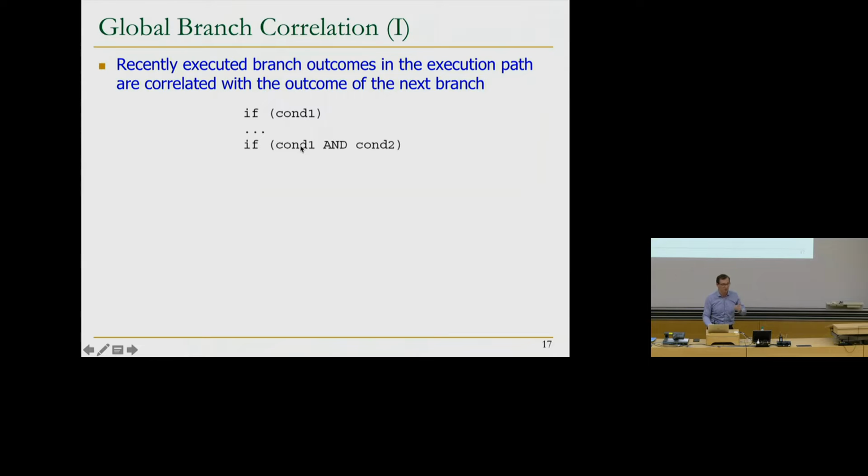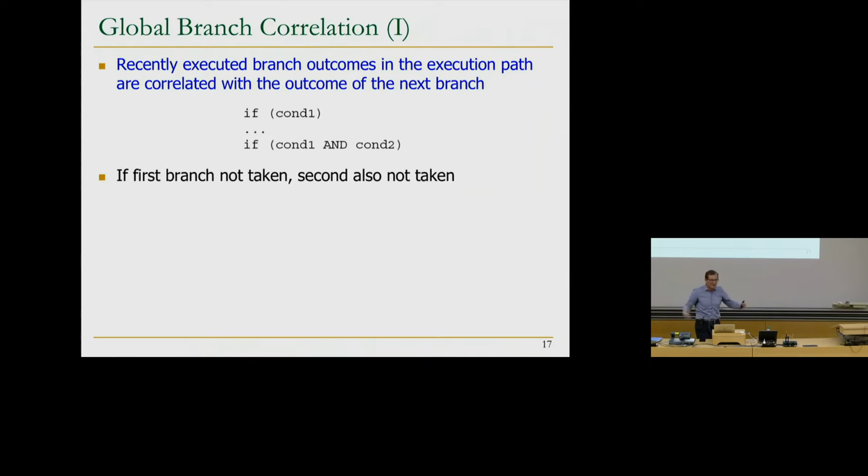Then the key question is, how do you actually know that information? And how do you actually supply that information? Basically, if the first branch is not taken, the second is also not taken. This is an example of correlation across different branches. That's why it's called global. It's global in the program. It doesn't need to be so far away in the program, but it can be very closely executed branches. And we all write code like this.